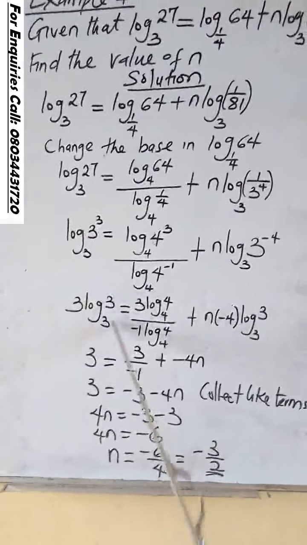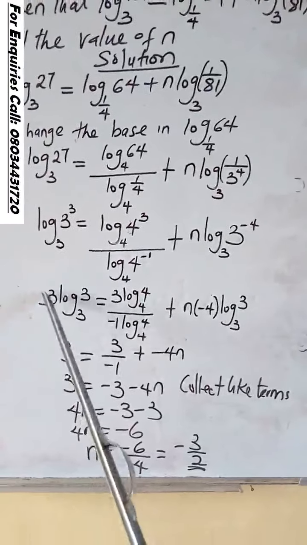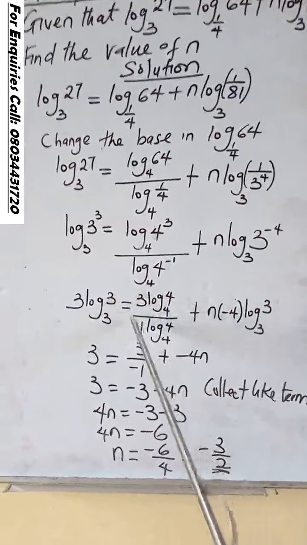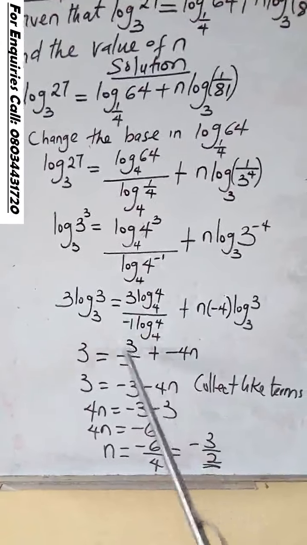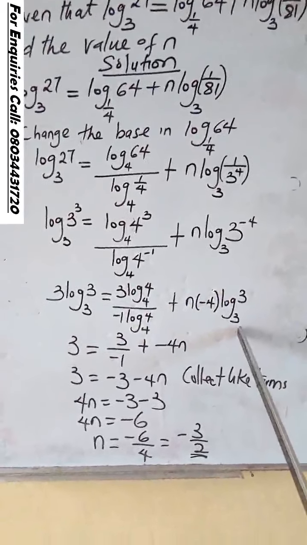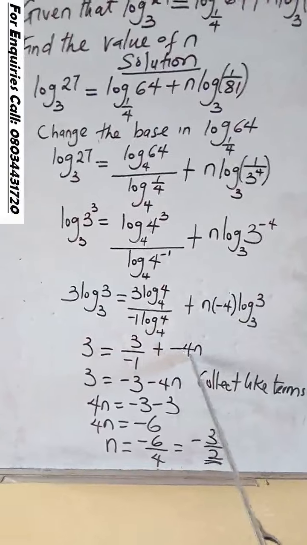If you solve further, you find out that log 3 base 3 is 1. 1 times 3 will give you 3. Log 4 base 4 is 1. 1 times 3 will give you 3. Log 4 base 4 is 1. 1 times minus 1 will give you minus 1. Log 3 base 3 is 1. 1 times minus 4 times n will give you minus 4n.